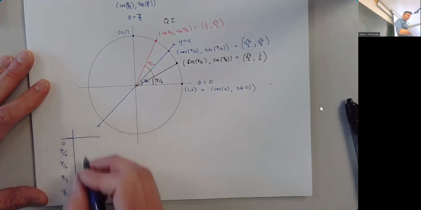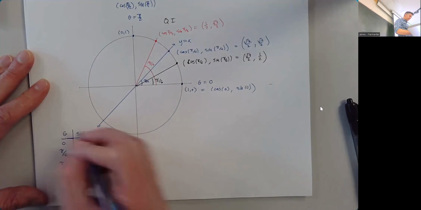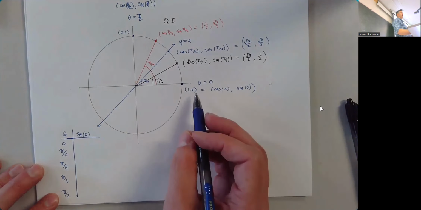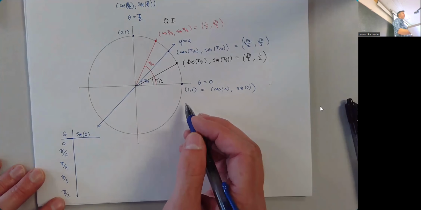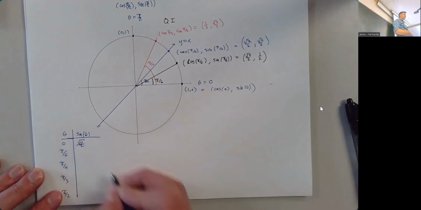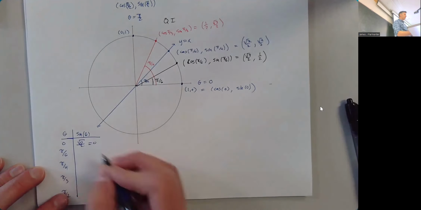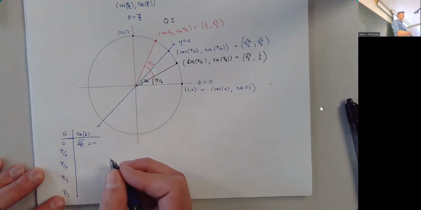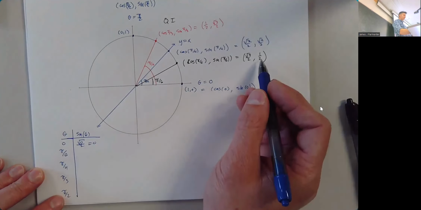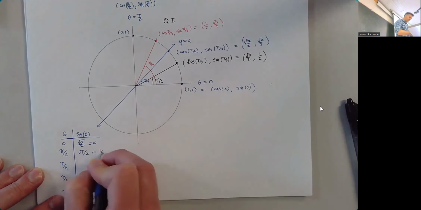And let's talk about sine. Sine of theta, and this is theta. So sine of 0 is 0. I'm going to write it in a kind of funky way then. I'm going to write it as the square root of 0 divided by 2, which sure is equal to 0. Because the square root of 0 is 0, 0 divided by 2 is still 0. For pi over 6, sine is equal to 1/2. But I'm going to write it as the square root of 1 over 2, which is just 1/2.